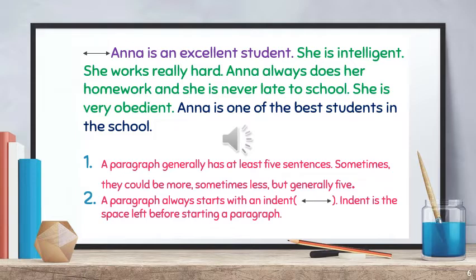So when we look at a paragraph, a paragraph generally has at least 5 sentences. Sometimes it could be more, sometimes less, but generally it has at least 5 sentences. You should think of at least 5 detailed sentences. The first one is the topic sentence. You can include 4 to 5 detailed sentences and then write a conclusion sentence.